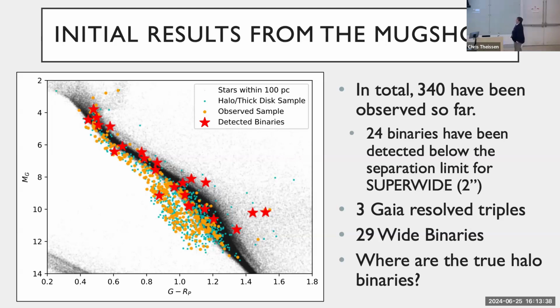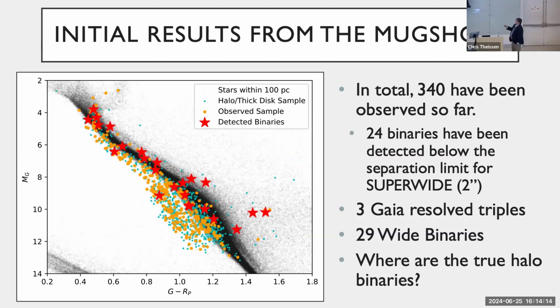If you look at this plot, you can see that the red stars represent our detected binaries. The cyan points are, again, that sample. And then the gold points are what we've observed. One of the key things that I've noticed in this plot, as it's been steadily updated over the past couple of semesters, is that we're still not finding binaries down in this lower main sequence. To me, this indicates that we're not really finding a lot of the low mass ratio halo binaries.